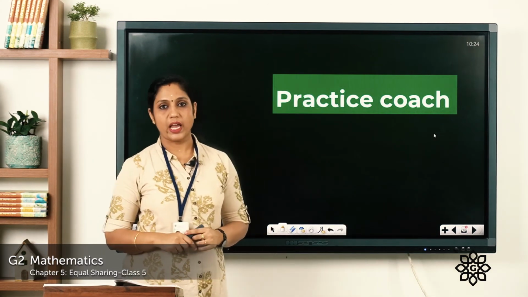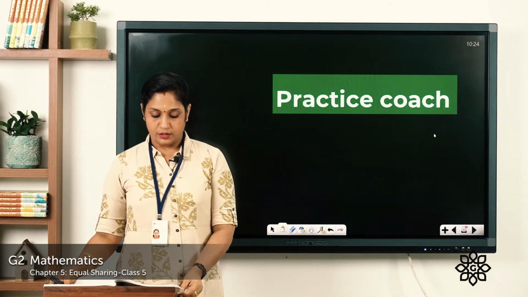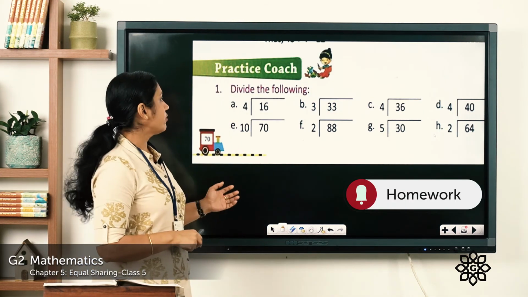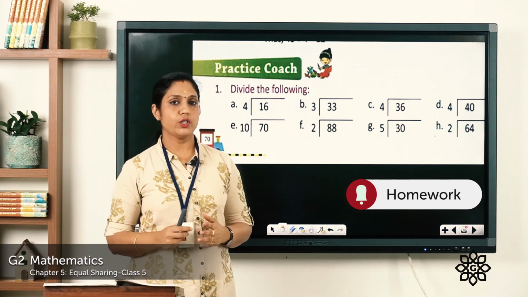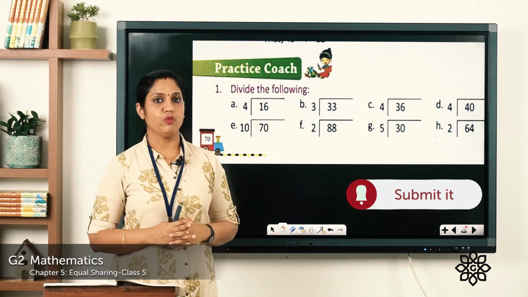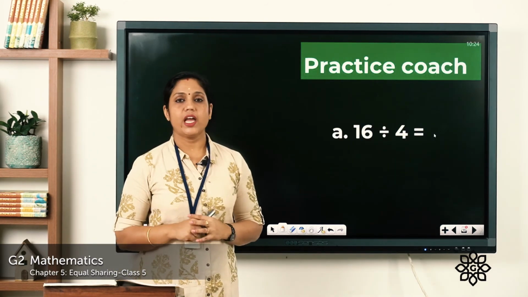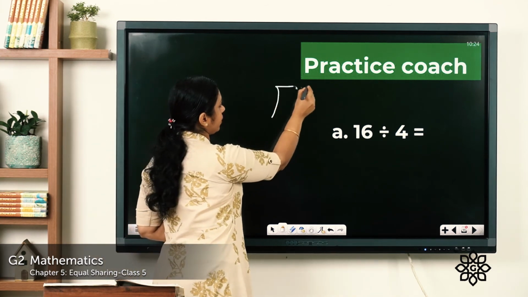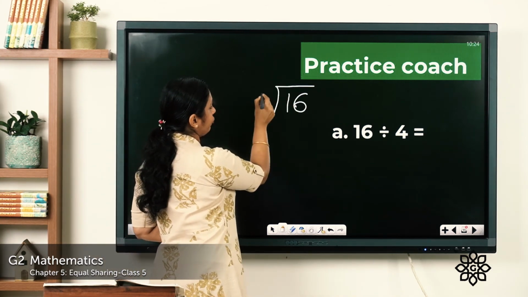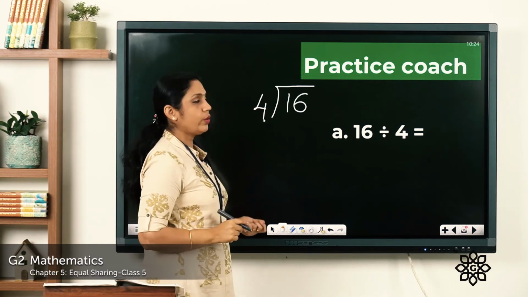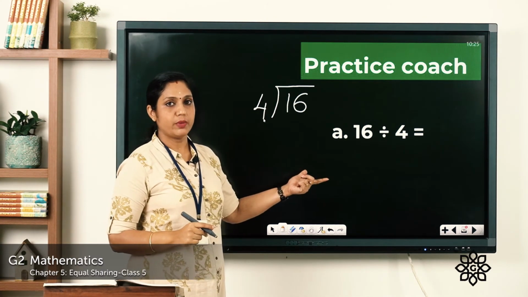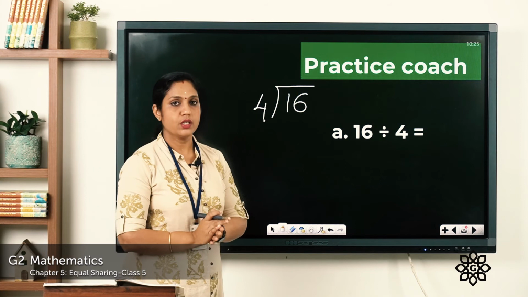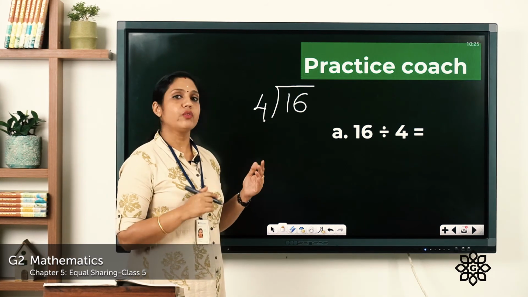So in your text, we have the practice coach, page number 70. You have some sums here. Let's do 1 or 2, and the rest you have to do it as homework. So A, we have 16 divided by 4. So let's write it. 16 and 4 here. So should we do it in short division method or long division method? You know the number 16, how many times in 4's table it goes? So 4 4's are 16, right? So we can write it directly.